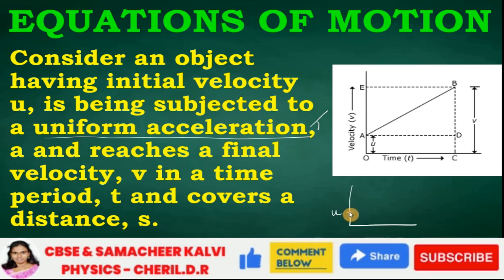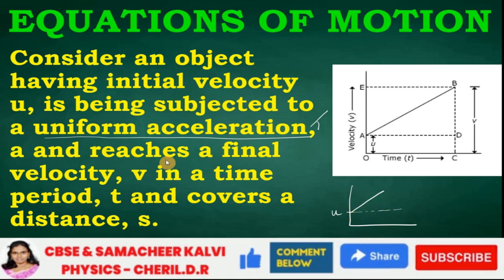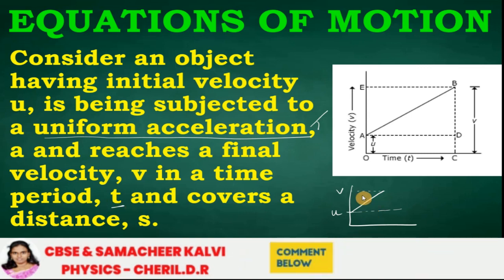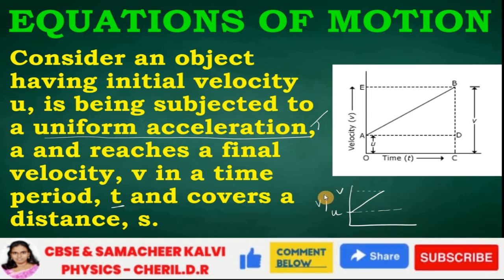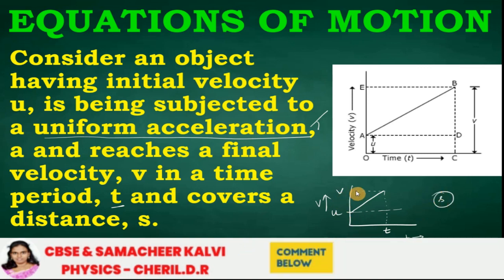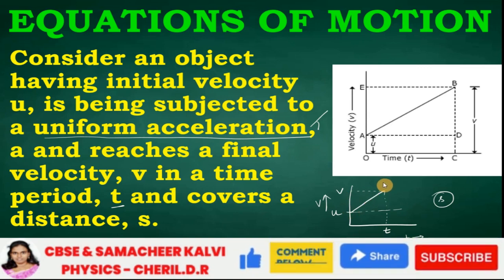Here from u only you are getting that slope, inclined with the time axis, and it reaches a final velocity v in a time period t. So we know this is going to be a vt graph. So v will be on the y-axis and time t will be on the x-axis. This is happening in a time period t and covers a distance s. So this is what our graph is all about.